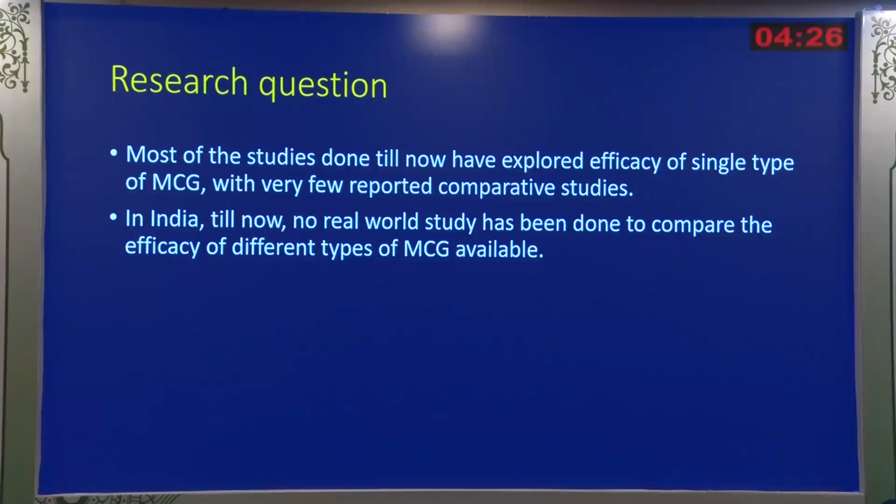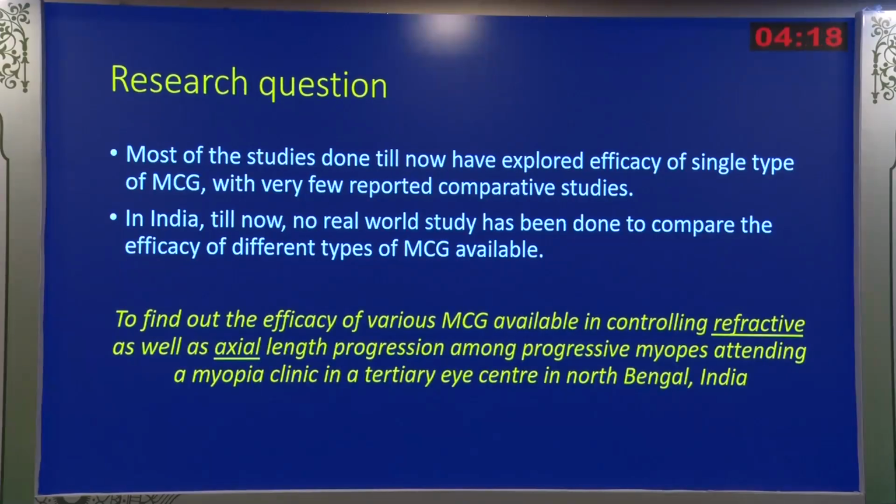But what question the parents and practitioners always ask, do they really work? What is the proof? And there are so many products available in the market, so which is the best? So our research question was to find out, we've taken 5 different types of myopia control glasses. We wanted to compare their efficacy in controlling the power as well as the axial length progression done at a myopia clinic in North Bengal, India.